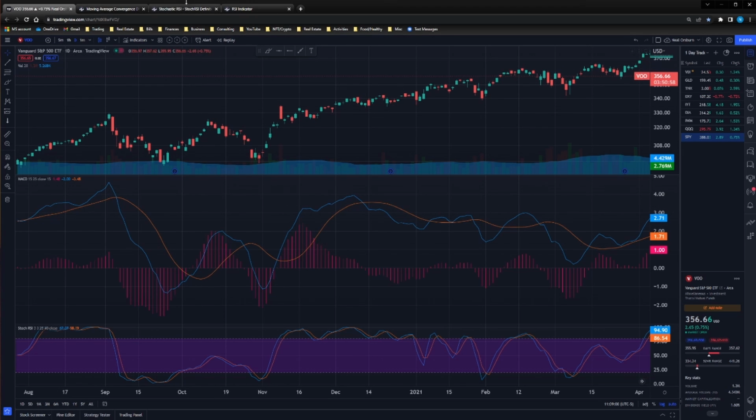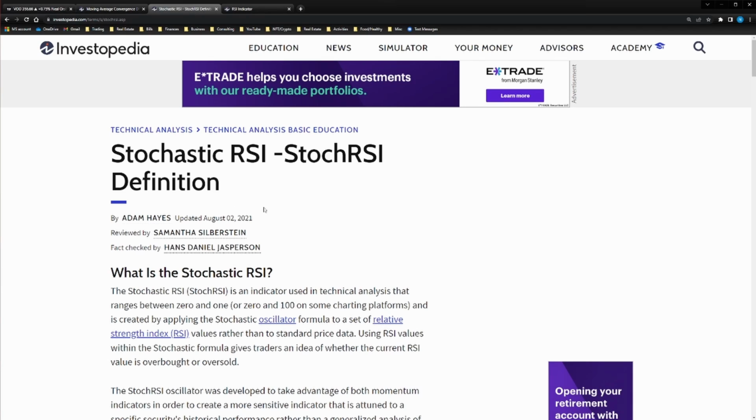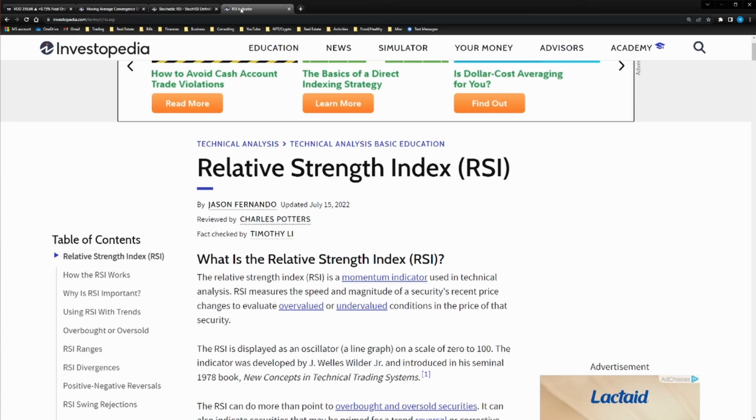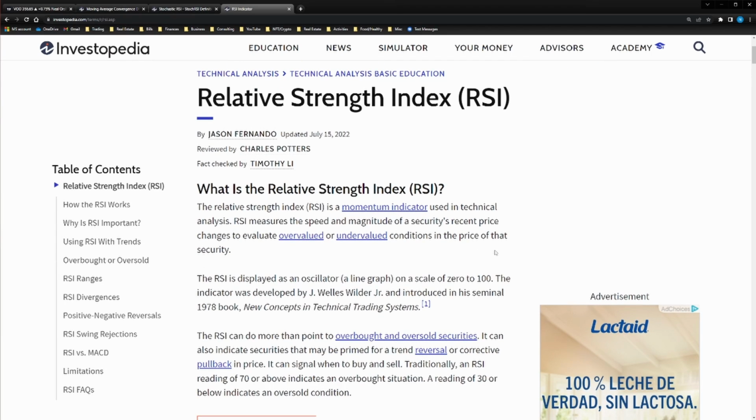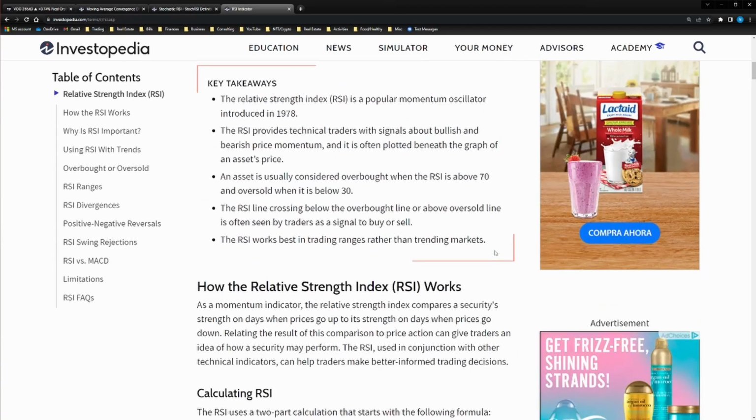So let's go look at the Stochastics RSI to figure out what they are talking about. Now, to figure out the definition of this Stochastics RSI, let's just go to the RSI real quick. The Relative Strength Index, okay? So that's the RSI. Let's go ahead and get an idea of what the RSI is.